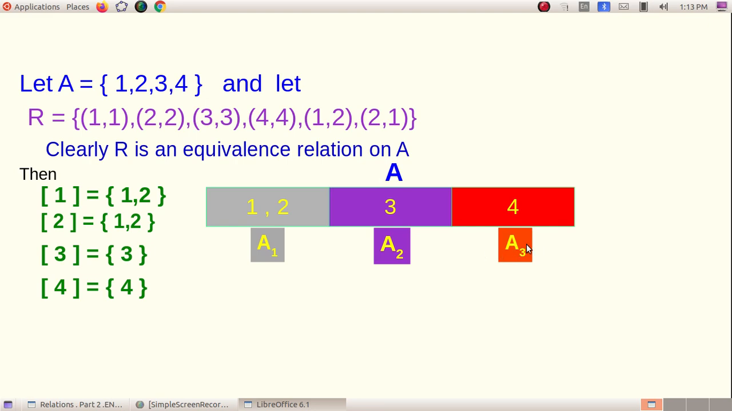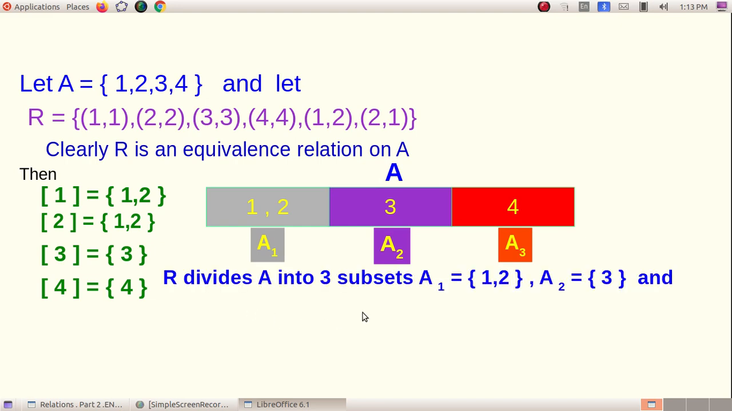These 3 sets have some properties. A1, A2, A3 have some properties. Okay, these 3 are subsets of A and they possess some properties. What is the first property? Listen, the first set, set {1, 2}. Every element of this set A1 is related to each other. It means that (1,1), (1,2), (2,1), (2,2) belong to R. Every element of this set A1 is related to each other. Now look at the second set A2. Every element of this set, here there is only one element. Therefore, (3,3) belongs to R. What about the third set?